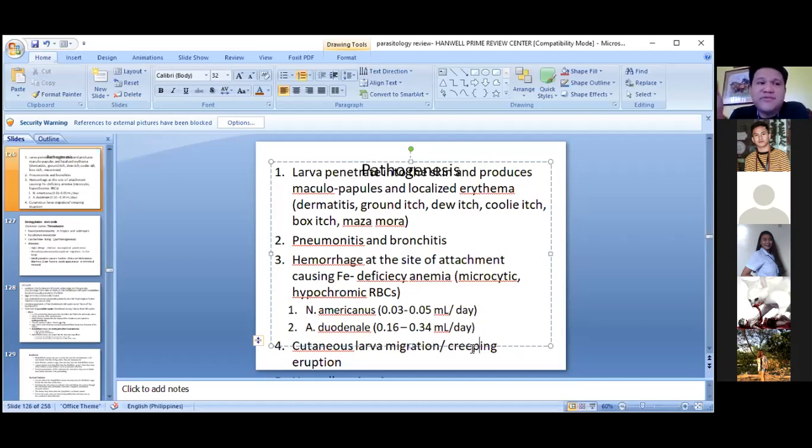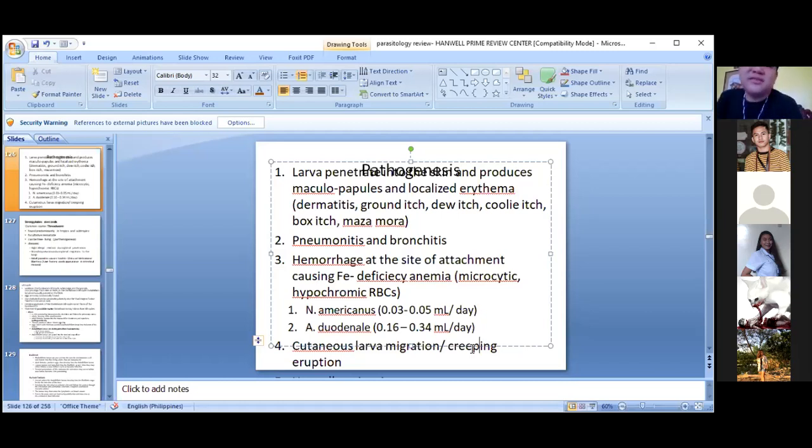They will never transform into the next developmental stage, which is the adult, in man. What must happen is that they have to get out of man and infect their appropriate host to establish an infection. For caninum, they need to establish themselves in dogs to complete the life cycle. For brasiliense, they need to infect the appropriate host, which is cats, in order for the life cycle to continue. Naintindihan? So that is creeping eruption.